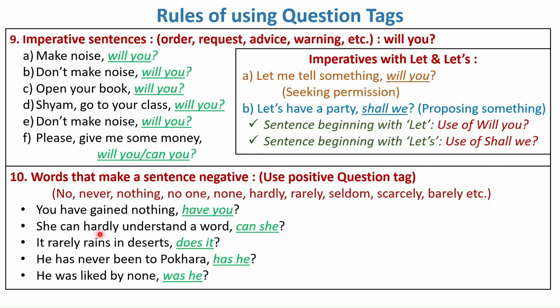She can hardly understand a word. Hardly. उनी एकदम मुश्किलले एक शब्द बुझ्न सक्छिन् भनेको छ. She can hardly understand a word. Can she? It rarely rains in deserts. Does it? He has never been to Pokhara. Has he? Has is auxiliary verb here. This is third form of verb, been. He was liked by none. Was he? In this way we can easily identify whether the given statement is positive or negative. Now let's move to another rule.